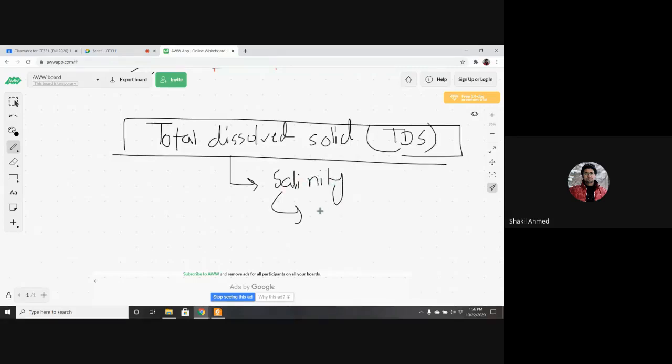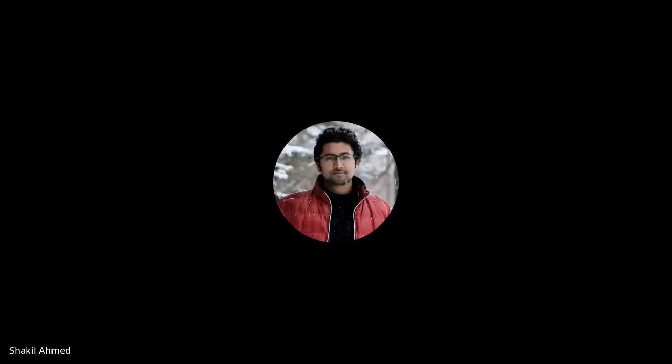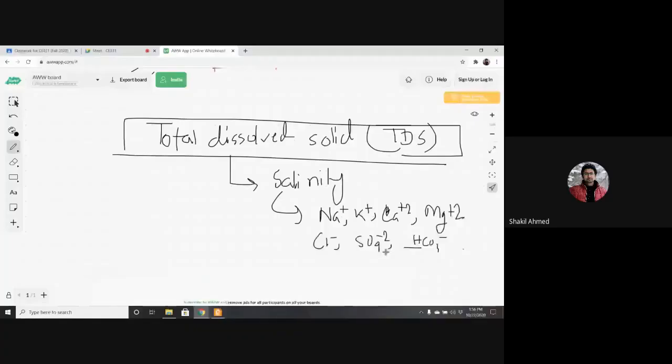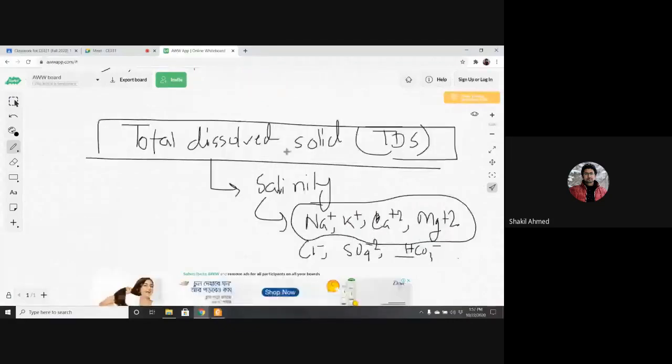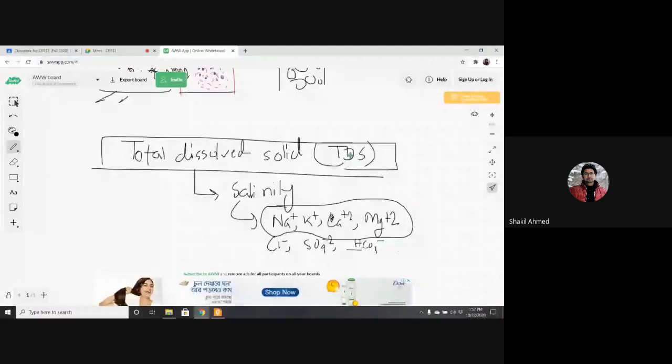Because salinity comes from the cations and anions, for example, sodium, potassium, calcium, Ca2+, magnesium, right? And also chloride, sulfate. So if you can measure them, these are basically dissolved solid. Remember, this is basically the dissolved solid.